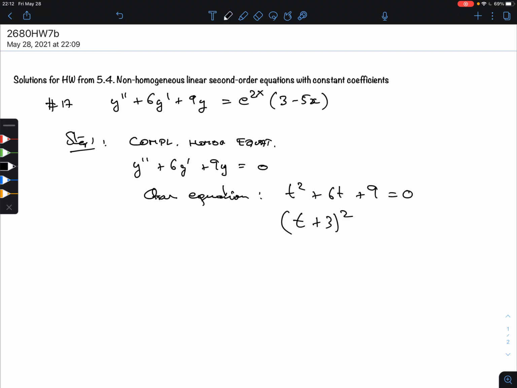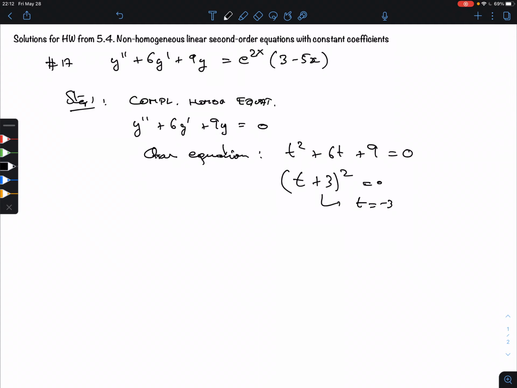So what this means is that the root is t equals negative 3, right? Negative 3 has multiplicity 2. Okay? Keep that in mind. We might or might not need this. Step 2. Oh, no, well, no, we're still dealing with the homogeneous. Let's write down what it is. This is important for our general homogeneous solution.